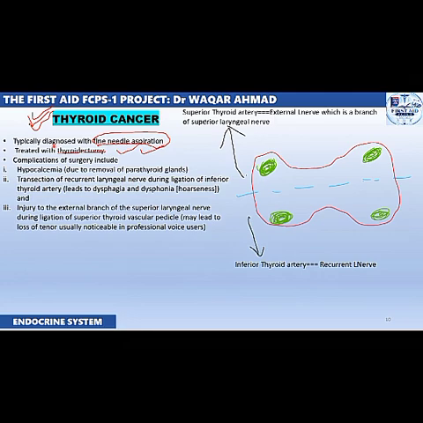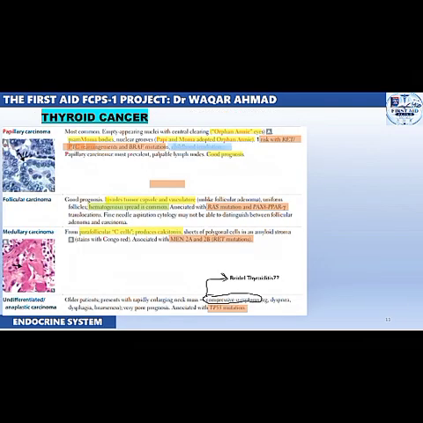Now note that there could be injury to the recurrent laryngeal nerve and injury to the external laryngeal nerve. When you are ligating the inferior thyroid artery, you can injure the recurrent laryngeal nerve. And if you are ligating the superior thyroid artery, there is a chance of injury to the external laryngeal nerve, which is a branch of the superior laryngeal nerve. Note down these points. The first one is papillary carcinoma.